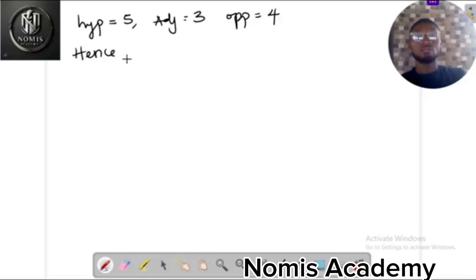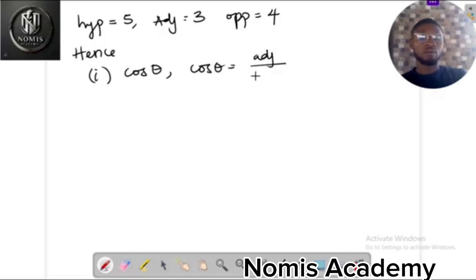Roman figure 1 says that we should find cos theta. You will remember that cos theta is equal to adjacent over hypotenuse. So cos theta is equal to the adjacent, 3, all over the hypotenuse, 5, and that is our answer for cos theta: 3 over 5.